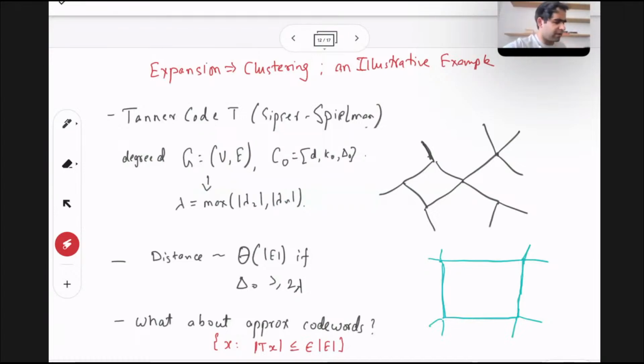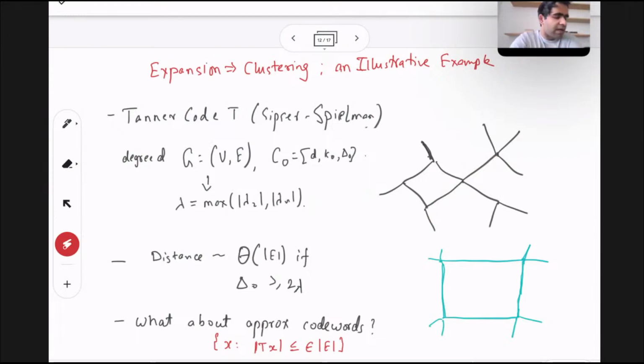I'll try to get this point across in the next 8 minutes. Slightly running over time, but that's fine, I hope. So I'll explain why expansion implies this property of clustering, that the code words cluster together. And I'll do it with a classical example, the example of a famous code called the Sipser-Spielman code. In this code, you imagine a graph. You imagine a collection of vertices and edges connecting them. And these edges are arranged in a manner such that this graph is expanding. I'll describe that intuitively in a moment.